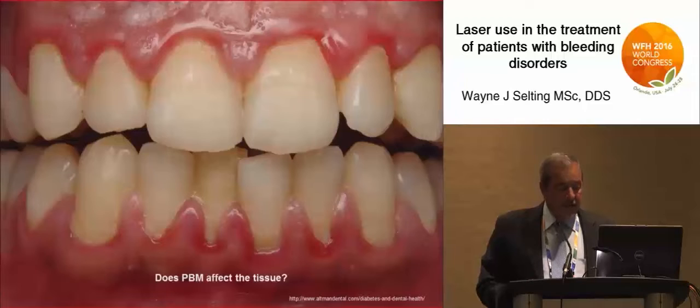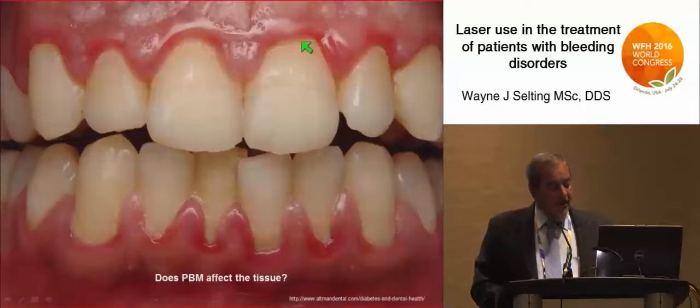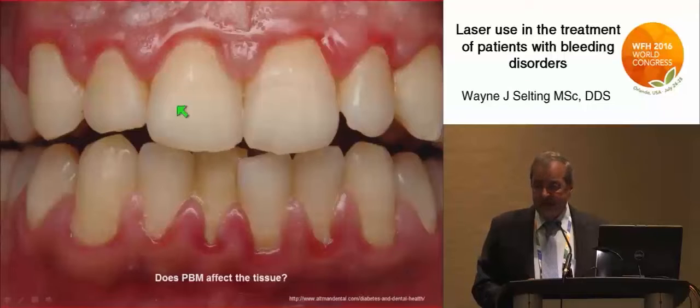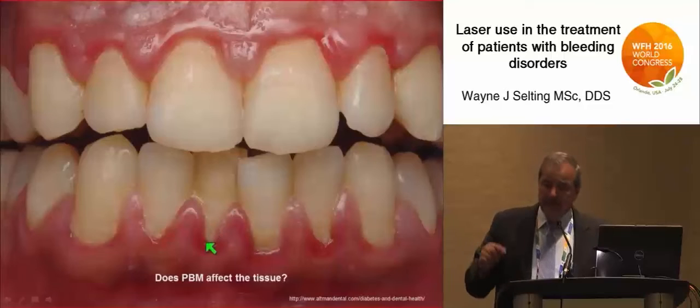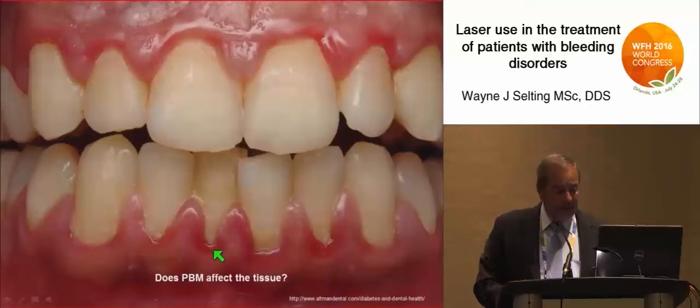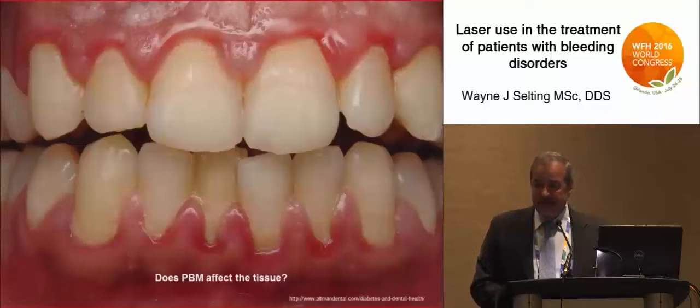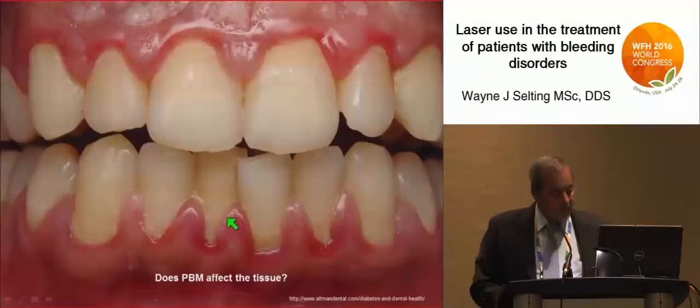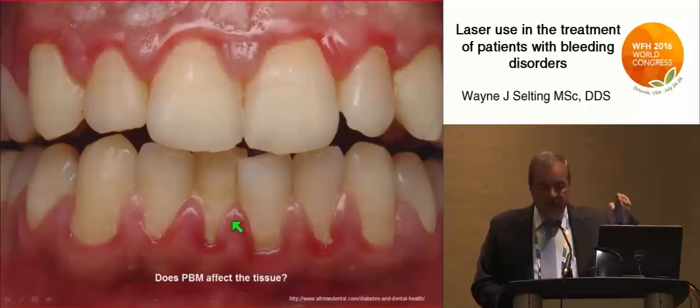If this is your patient and you stick a periodontal probe in here, will this bleed? Absolutely. It doesn't matter if they have hemophilia or not. With hemophilia, they won't stop bleeding, but they're all going to bleed because that's what gingivitis is. This tissue is broken down inside here, and anything you do will cause bleeding.